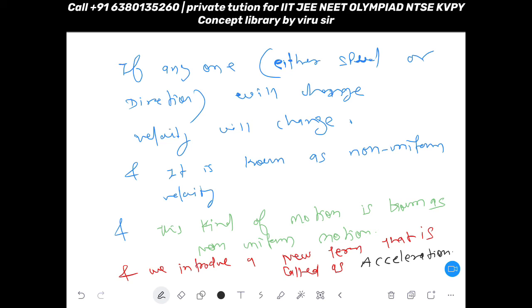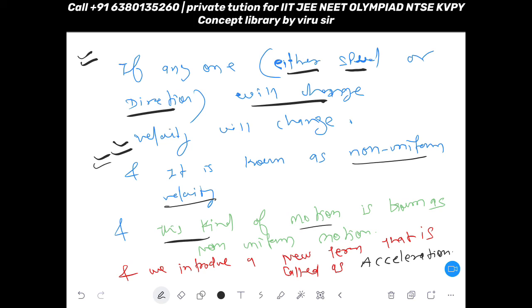Okay, because you see, your velocity is being changed here in this topic. We are considering either speed or direction, any one will change. So if any one changes, then velocity will change for sure. And if velocity changes, then this kind of velocity is known as non-uniform. So this kind of motion where velocity is non-uniform is known as non-uniform motion. And whenever we have non-uniform motion, then we introduce a new term, and that is called acceleration. So you don't have acceleration in uniform motion. You have acceleration only in non-uniform motion. Okay.